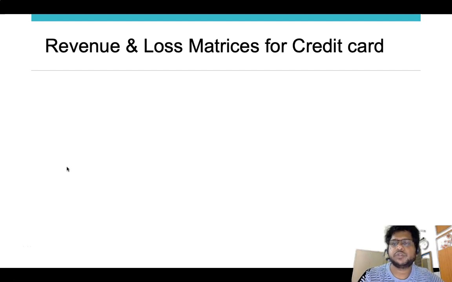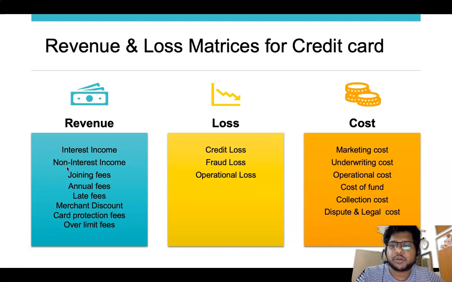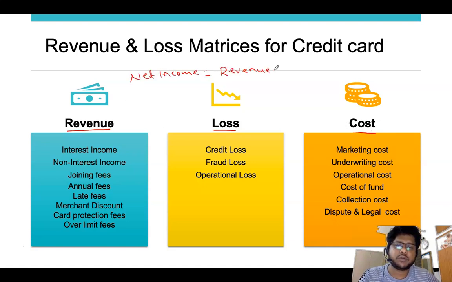Welcome everyone to the lecture on revenue and loss matrices for credit cards. There are three major components: revenue, loss and cost for a credit card business. Revenue is the earnings; loss and cost are the spend. So net income is equal to revenue minus loss minus cost.